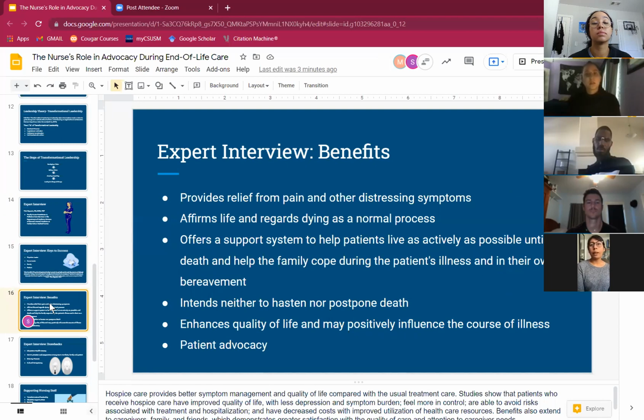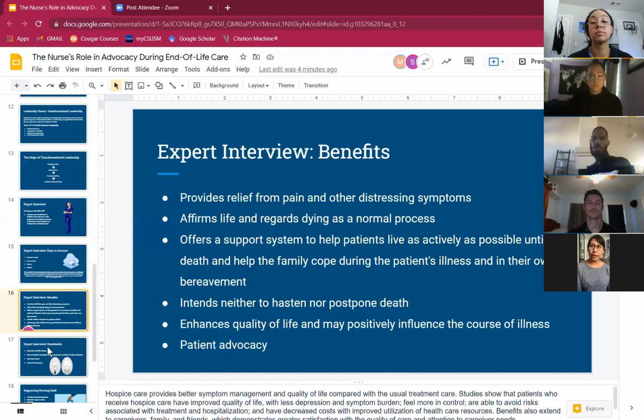She shared that the benefits of hospice are that it provides relief from pain and other distressing symptoms. They get better symptom management and quality of life compared with the usual treatment care. Studies show that patients who receive hospice care have improved quality of life with less depression and symptom burden. She shared that they feel more in control, are able to avoid risk associated with treatment and hospitalization, and have decreased costs with improved utilization of healthcare resources.